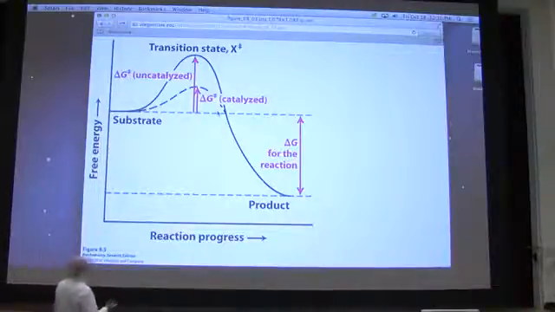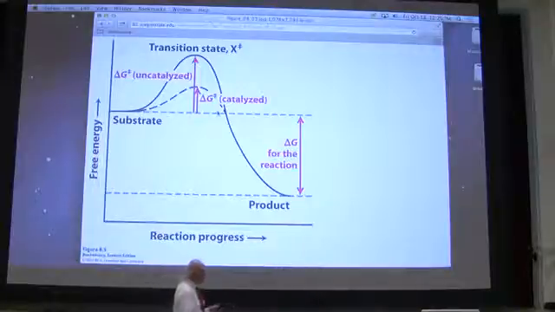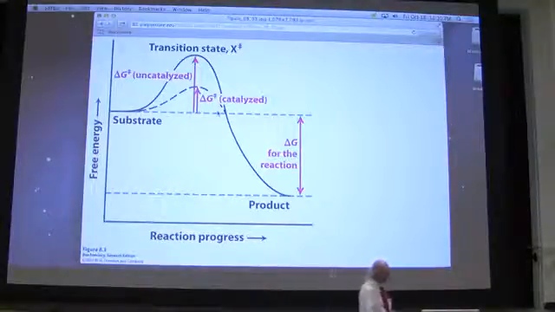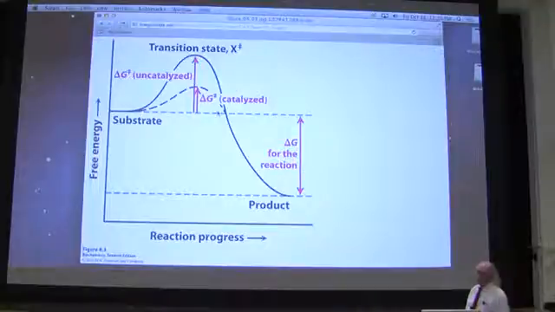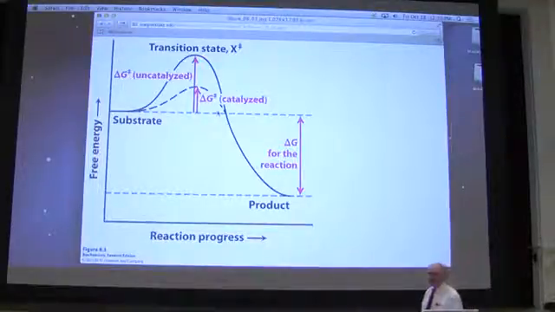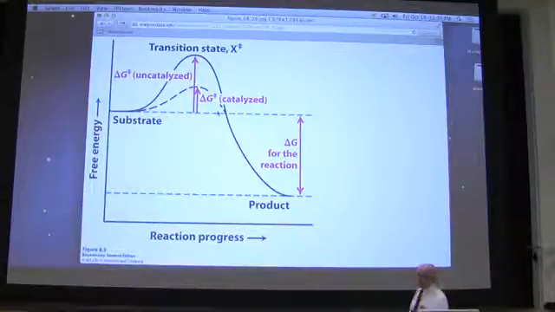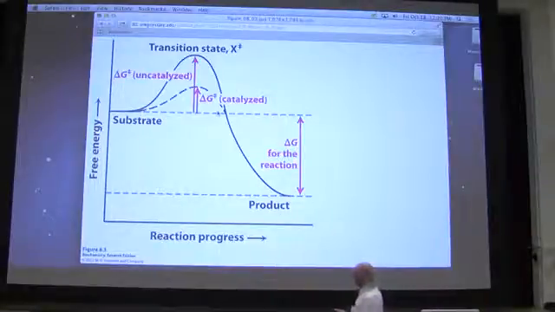Notice that we are plotting, in this case, the free energy versus the reaction progress. When we look at this graph, we see the free energy of the material to start with, and we see the free energy of the product. The delta G, that is the change in free energy, is the difference between this right here and this down here. That is the difference between the energy of the substrate and the energy of the product.